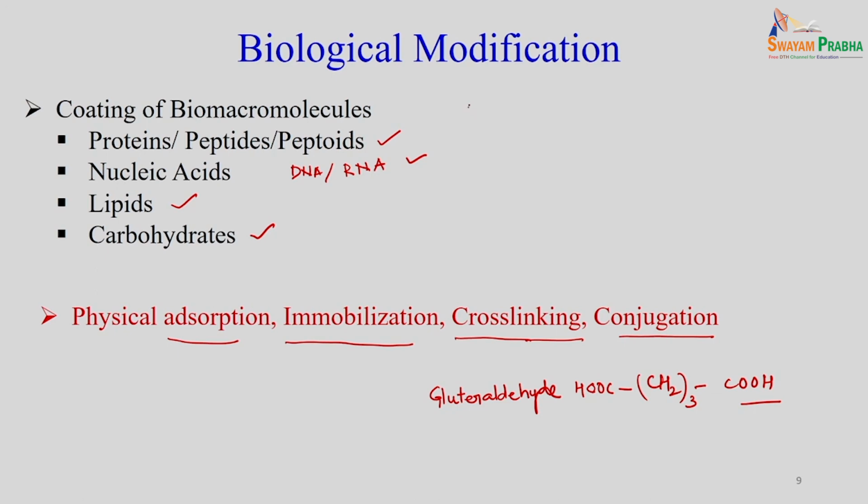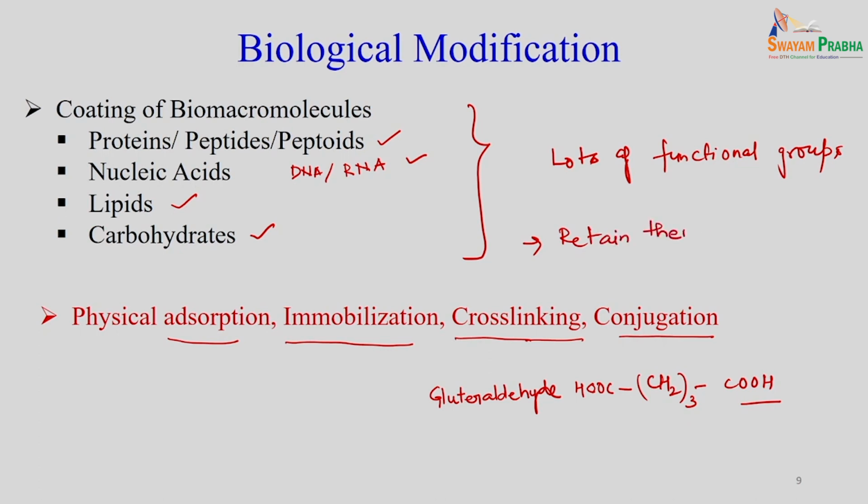So, here the advantage with the biomacromolecule, they have lots of functional groups, which facilitates or enables their attachment or modification on the surface. But again there is a challenge when we modify them or when we apply them on the surface. It is important to retain their activity.